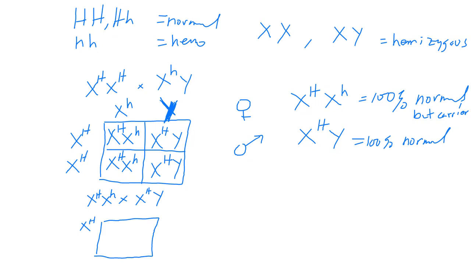So the gametes from the female, half are carrying the good allele, half are carrying the bad. And for the male, all his X's are good. He's got a Y. So X big H, X big H, X big H, Y, X big H, X little h, X little h, Y. Uh-oh, that guy's in trouble.